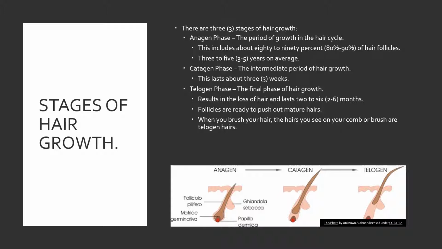This lasts about 3 weeks. And the telogen phase, the final phase of hair growth, results in the loss of hair and lasts 2 to 6 months. Follicles are ready to push out mature hairs. When you brush your hair, the hairs you see on your comb or brush are telogen hairs. These are the hairs that have been pushed out or are ready to fall out.